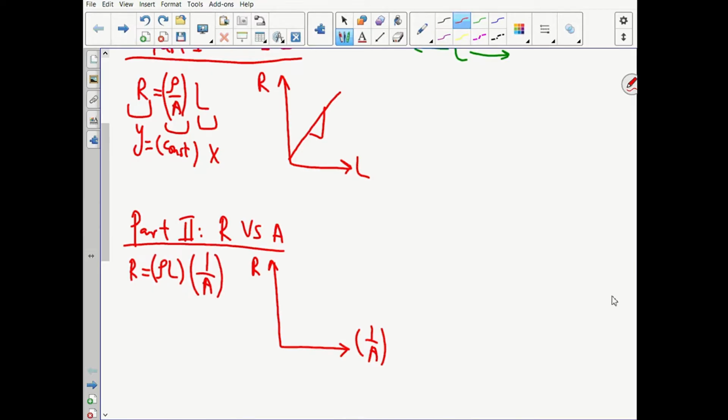Now notice that the resistance is on the y-axis. The whole thing between parentheses, 1 over A, is on the x-axis. And then ρ and L are both constants in part 2 of the experiment. So once again, we have y equals a constant times x, which is the equation of a straight line that passes through the origin. However, in this case, notice that the slope of this line is the constant of the second relation, which is ρ times L.